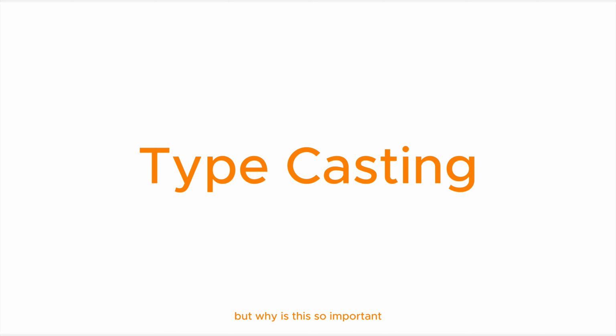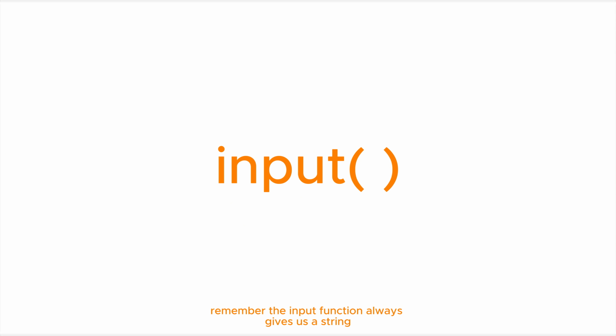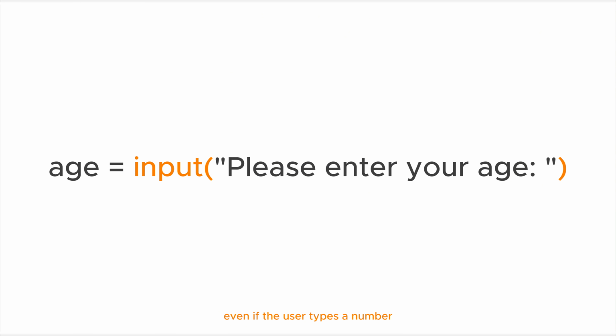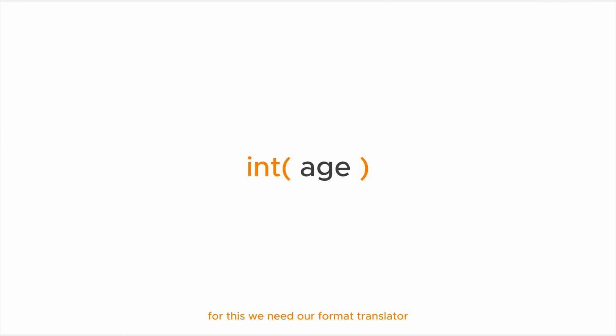But why is this so important? When do we actually need to do this? The most common and important reason we need typecasting is because of the input function. Remember, the input function always gives us a string. Even if the user types a number, how do you convert that string into a number so we can perform mathematical calculations with it? For this, we need our format translator.